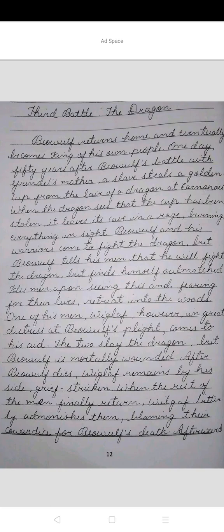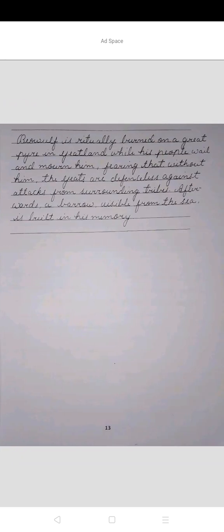When the rest of the men finally return, Wiglaf, bitterly, admonishes them, blaming their cowardice for Beowulf's death. Afterward, Beowulf is ritually burned on a great pyre in Geatland, while his people wail and mourn him, fearing that without him the Geats are defenseless against attacks from surrounding tribes. And afterward, a barrow visible from the sea is built in his memory.